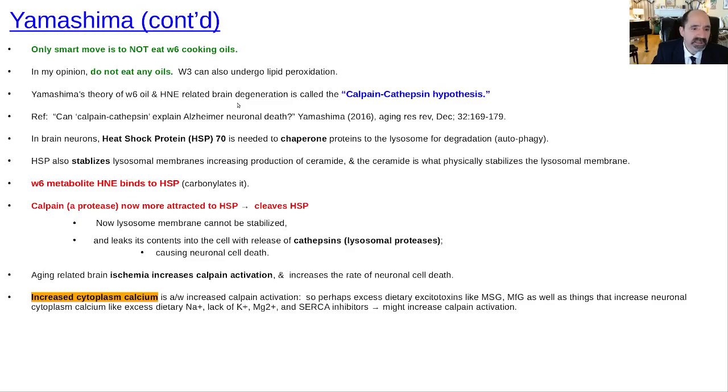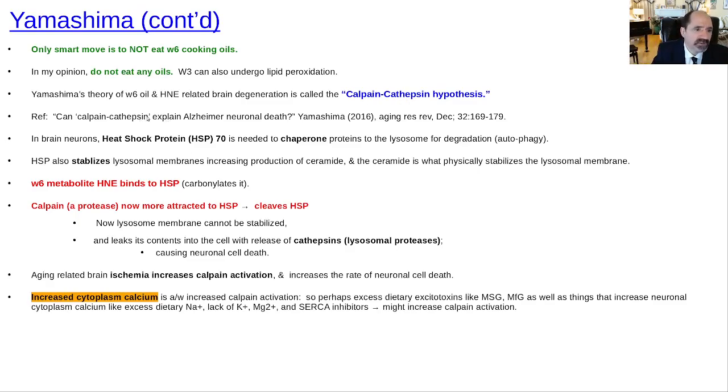So to go into a little more detail about what Yamashima figured out, I have a picture of it. His theory is called the Calpain-Cathepsin hypothesis. So Calpain is a protease that's going to cleave the heat shock protein. I'll show you a picture of it in just a moment. It'll make more sense. Cathepsin is a protease within the lysosome that breaks out of the lysosome once the heat shock protein has been cleaved, and then it just destroys everything in the cell and the person dies.